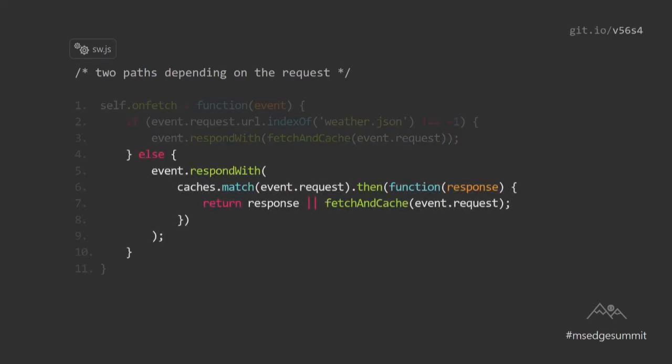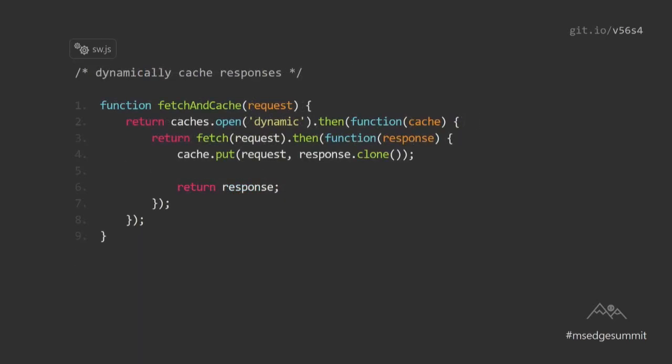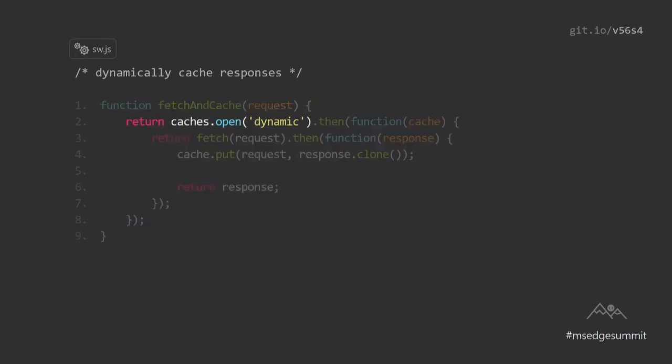And if not, if it's anything else, we're going to respond with what we were doing pretty much before, which is we're going to get something from the cache, and if it's there, we'll respond with that, and if not, we're going to fetch and cache. So fetch and cache is exactly what it's called. We're going to open up the caches and then do a fetch for that request, and if we find it, we will then put it into the cache and then respond with it as well.